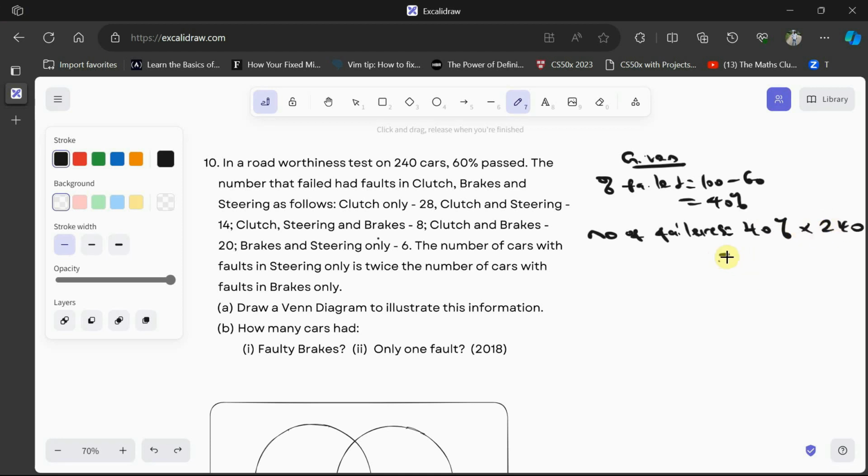So that would be 40 over 100 times 240. If you do this, this will cancel, this will cancel this. So 24 times 4, that will give you 96. So 96 cars failed.